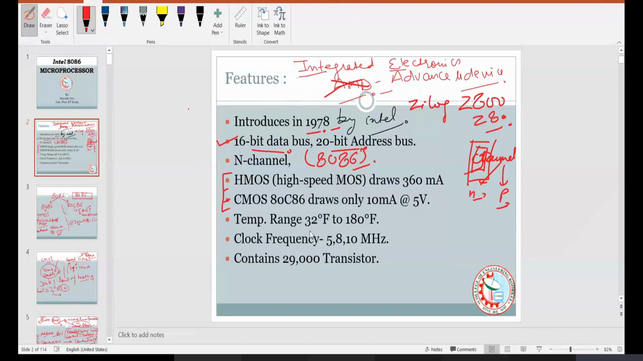The basic temperature range in which it can work is 32 degree Fahrenheit to 180 degree Fahrenheit, and the clock frequency is 5, 8, 10 megahertz, because there are variants of 8086. By different variants, we were having different frequencies. So you can have a range from 5 to 10 megahertz which can be connected with 8086. If somebody asks you how many transistors are inside 8086, you can blindly say it contains 29,000 transistors. Alright, so these are the basic features of 8086 that you must know before studying 8086.